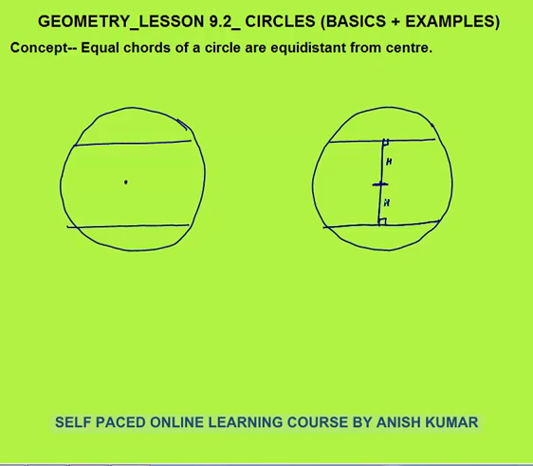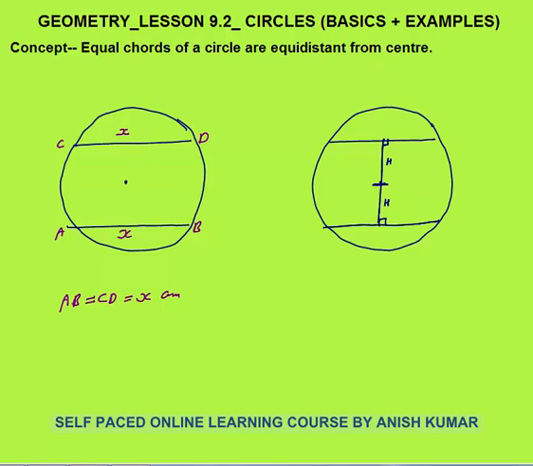First concept is equal chords. If the chords' lengths are equal, they are equidistant from the center. Let's say I am taking chords AB and CD. They are of equal length. AB equals CD equals, let's say, x centimeter. This is x centimeter. This is also x centimeter. But I want to say that if the chords' lengths are equal, they are equidistant from the center.